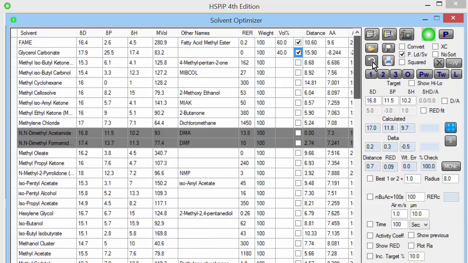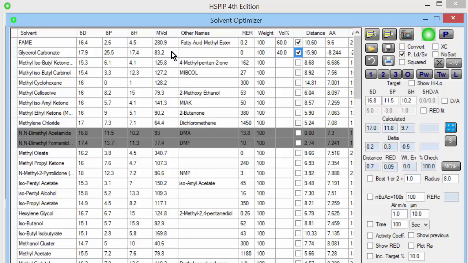I go to the top, and it tells me that a 60-40 blend of FAME and glycerol carbonate has an HSP of 17, 11.8, 9.7. The distance is just 0.7. So amazingly, the blend of two bad solvents can produce a good solvent. Now it's probable that these two aren't very miscible, and you might not be able to make a 60-40, but it's starting to show the principle of what you can do with a good solvent optimizer.